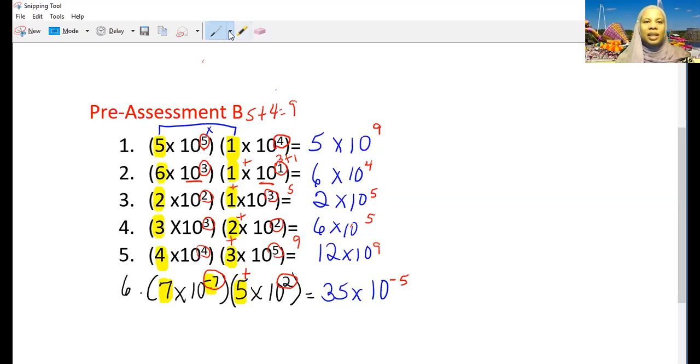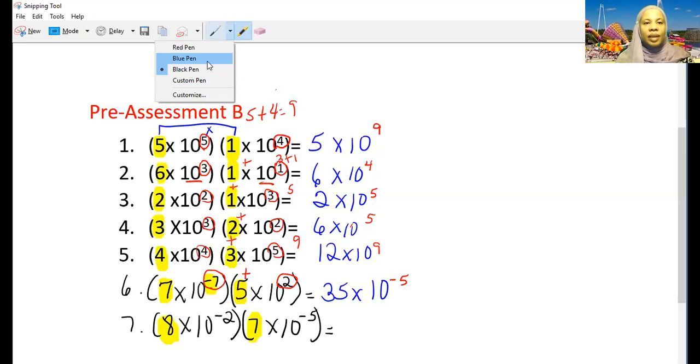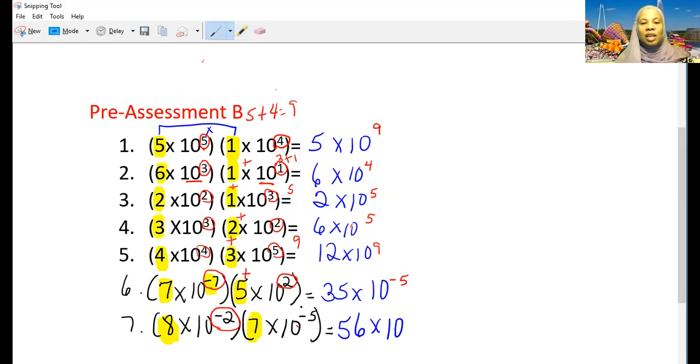Okay, let's make another one up. Let's say we have 8 times 10 to the negative 2 times the quantity of 7 times 10 to the negative 5. First step, multiply the numbers in front. 8 times 7 is 56. Times 10, and let's look at our exponents. We have negative 2 and a negative 5.